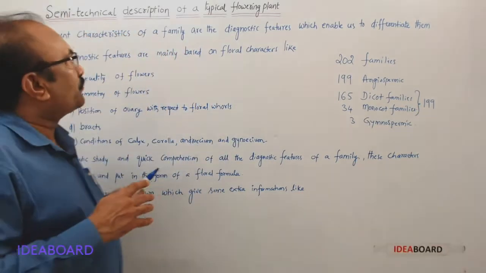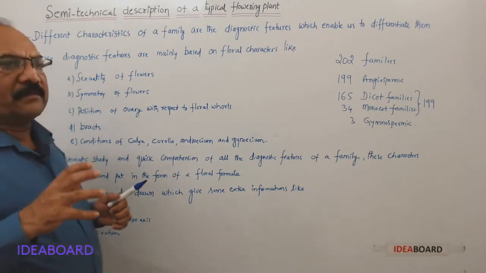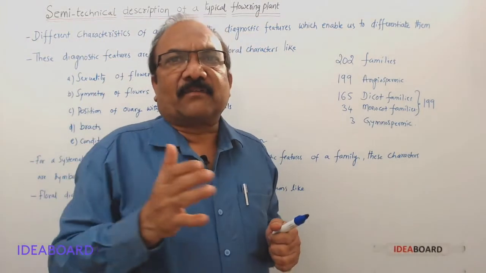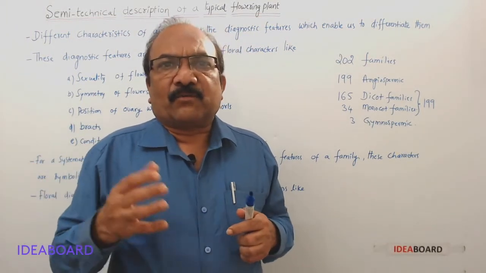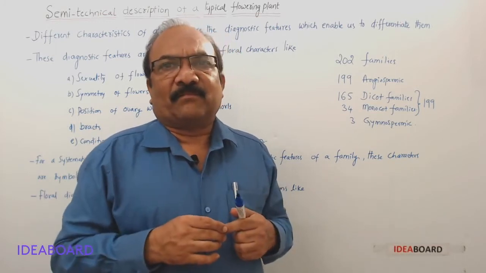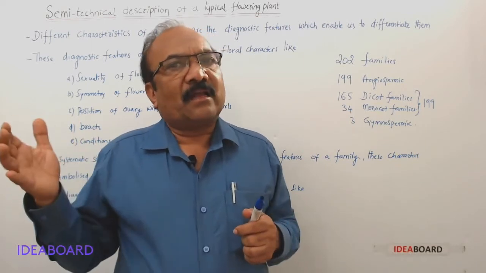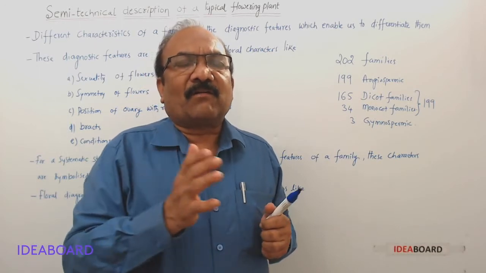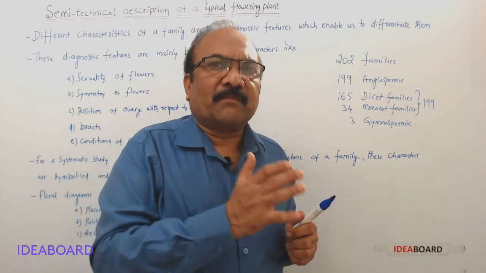Generally in taxonomy, among vegetative characters and floral characters, the importance is given to floral characters. Because vegetative characters may change because of the environmental conditions, but the floral characters will remain constant. Means the floral characters are stable.